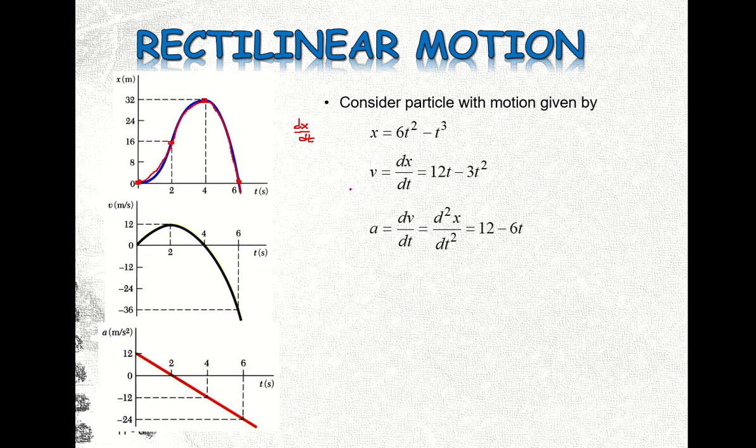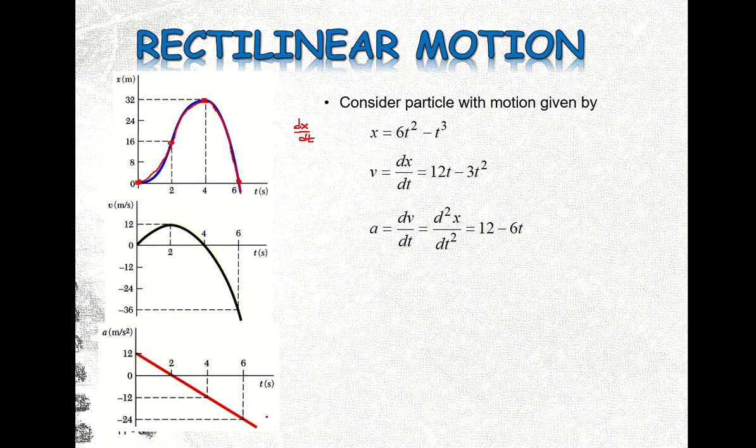Now if you take the derivative of this velocity, the derivative of velocity with respect to time is the second derivative of x. The first derivative of x is this function. When you take the derivative of this, the derivative of 12t is 12, and the derivative of 3t squared is 6t. So we have what we call the instantaneous acceleration. This is the instantaneous velocity, and this is the position. When you graph this, it will look like this, class.